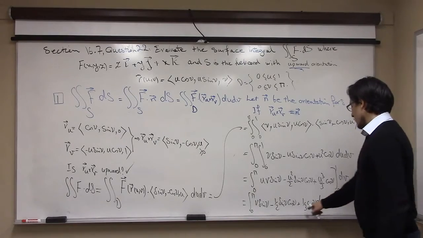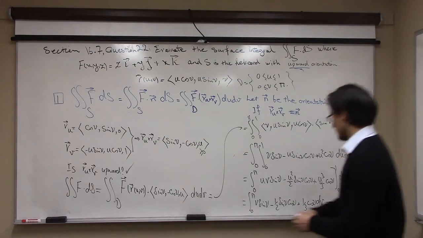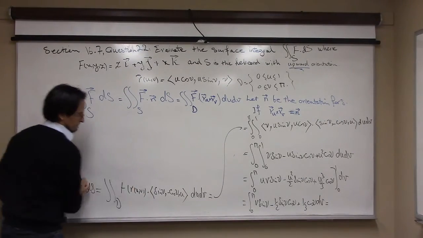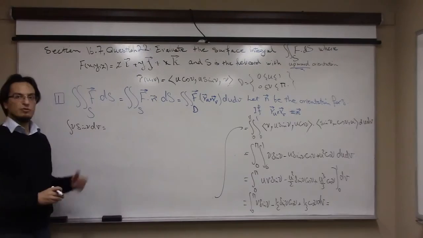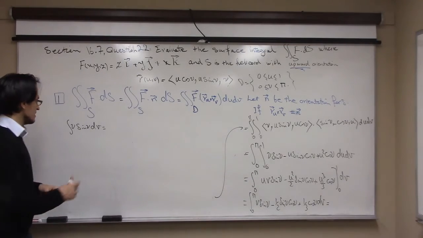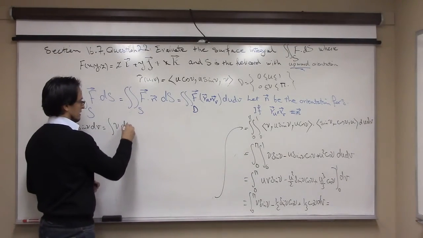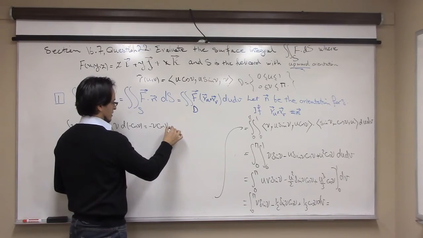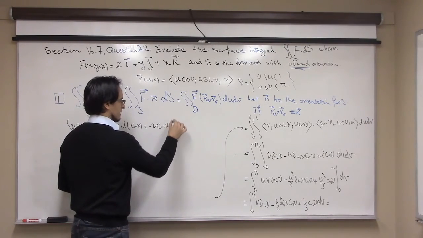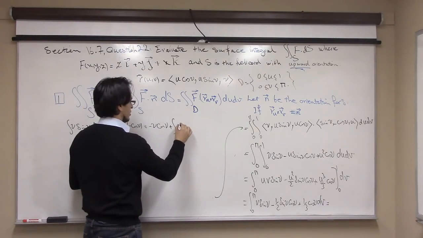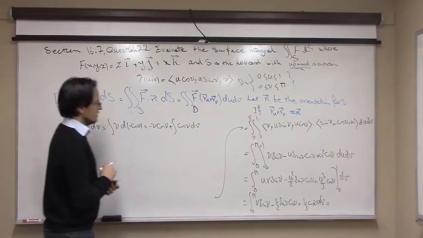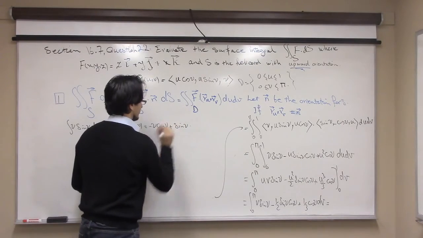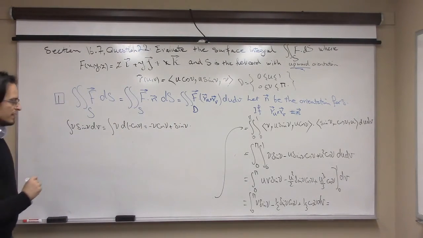So I have to evaluate each part of this thing, the antiderivatives of these functions. To evaluate v sine v, you have to use integration by parts, and you get minus v cosine v, minus the negative integral of cosine v dv, and the antiderivative of cosine v is sine v. So that's the antiderivative of the first part.